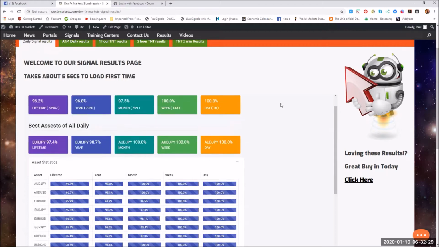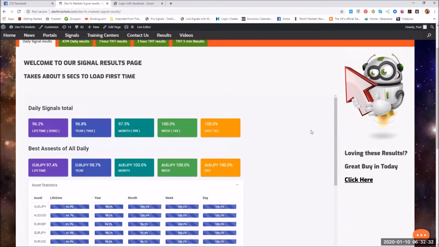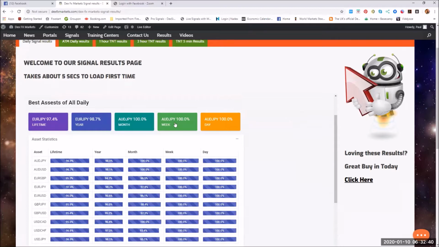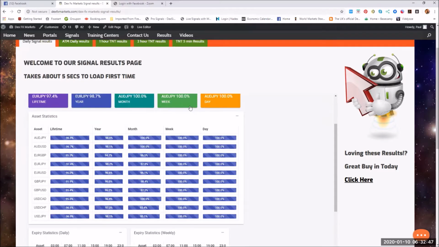Okay, let's start with the last hour. Well, so far for today, for example, is all 100%, which it would be. For the week, the AUD/JPY has done 100%, and then again, so has the AUD/USD. And in fact, scrolling down, they have all done 100% for our statistics for the week.